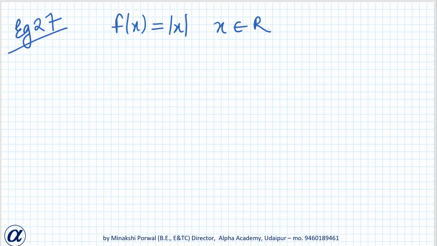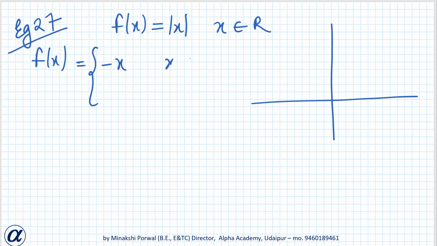Next, example 27. Find the minimum and the maximum values of the function f, if any, for the function f of x equals mod of x, where x belongs to the real numbers. Now f of x is mod of x. When we plot this graph, basically f of x equals minus x if x is less than 0, and it is equal to plus x if x is greater than 0. So the graph of f of x equals x looks like this.